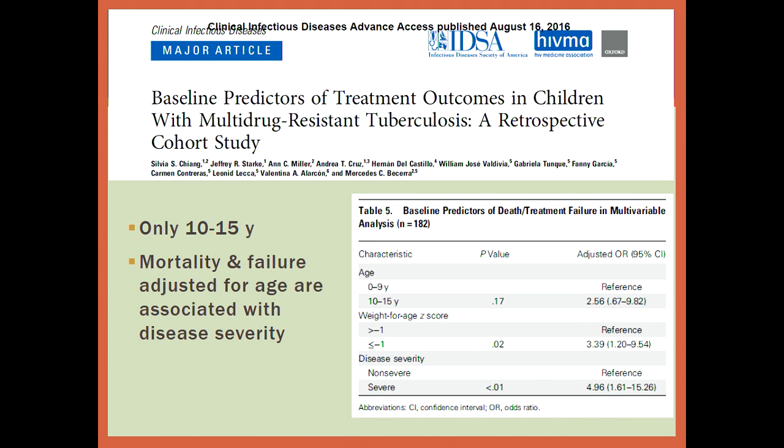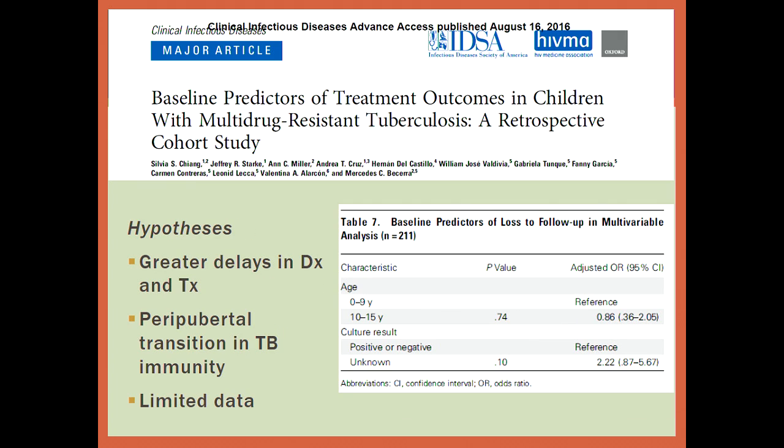And this very interesting paper, which was published a few months ago in Clinical Infectious Diseases, a Peruvian cohort of children, but they looked carefully at their adolescents within their cohort, the 10 to 15 years old at least, that are within the children. And when they adjusted for AIDS, they found that disease severity was actually associated with death and treatment failure. So they didn't really find adolescents being a risk factor.